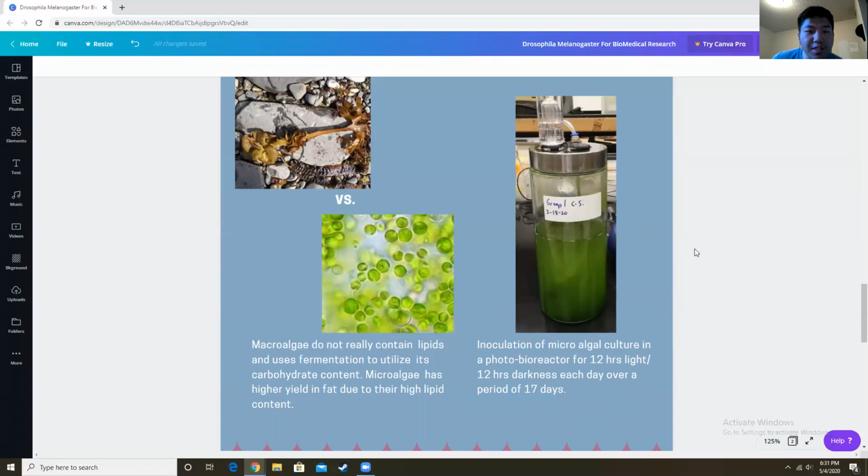Since macroalgae has high carbohydrate content and can only yield small amounts of fat and oils, we decided to use microalgae because it yields more fat and oil due to its high lipid content.